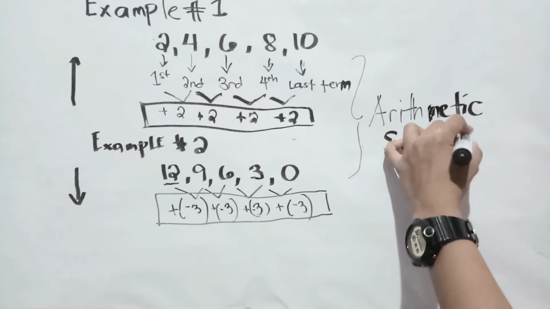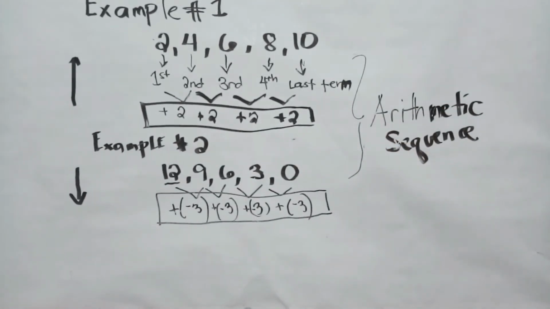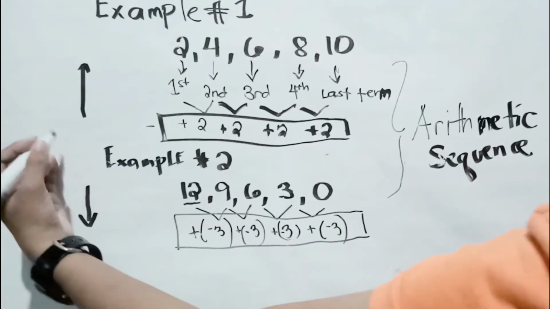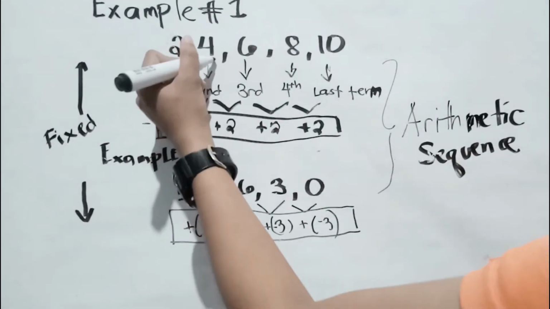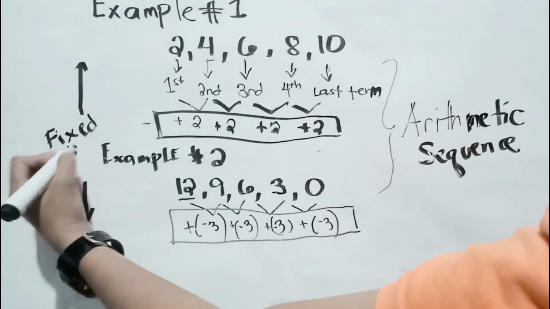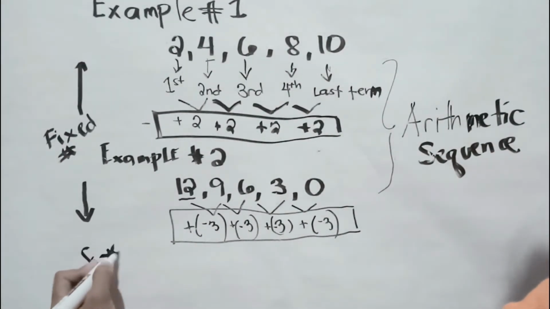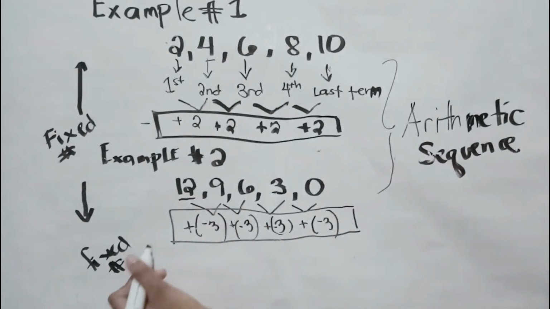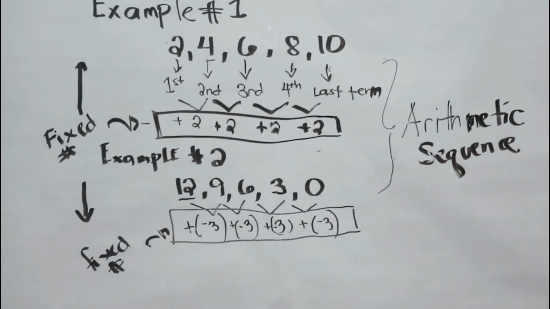Arithmetic sequence. Just remember that an arithmetic sequence is just adding a fixed number to get the preceding term or the next term. Fixed number, then this is the fixed number, by adding a fixed number to the first term to get the preceding term.